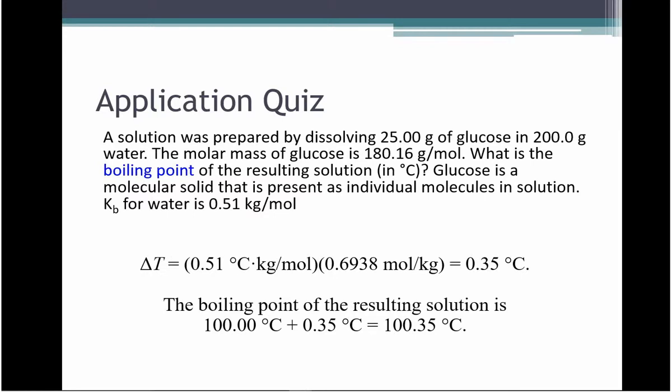We can then go back and use the K and the molality to find that the difference in boiling point is 0.35. Anytime you have something in water, the boiling point is 100. And so the boiling point has to go up. It's going to be 100 plus that 0.35, or 100.35 degrees Celsius.